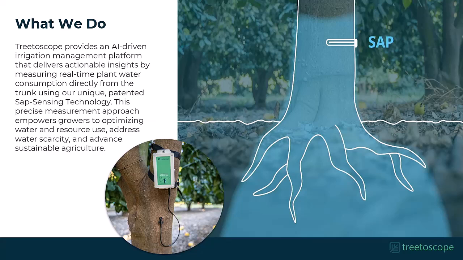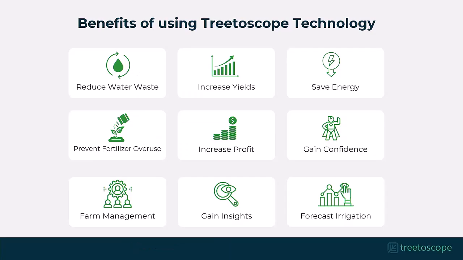So what do we actually do? Our platform is built around an AI-driven irrigation management system. And what truly sets our technology apart is our unique single probe patented sensor. What this is doing is measuring sap flow and essentially measuring the plant water consumption directly from the trunk of the tree. Because of this, our direct approach makes our technology unique compared to other methods or technologies. And in doing this, we can provide the growers with several benefits.